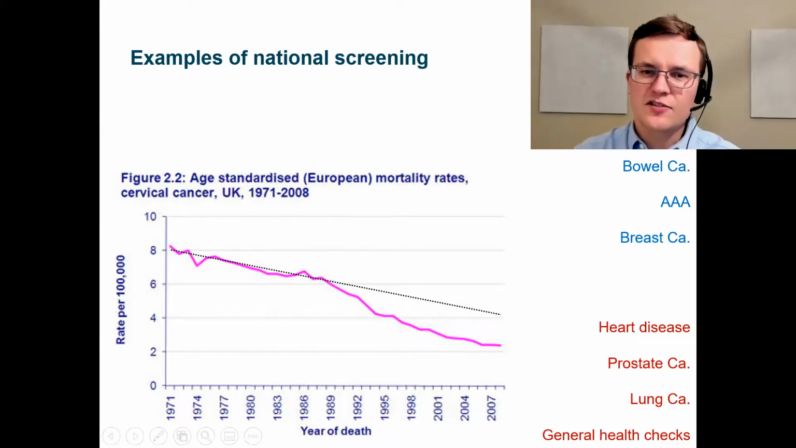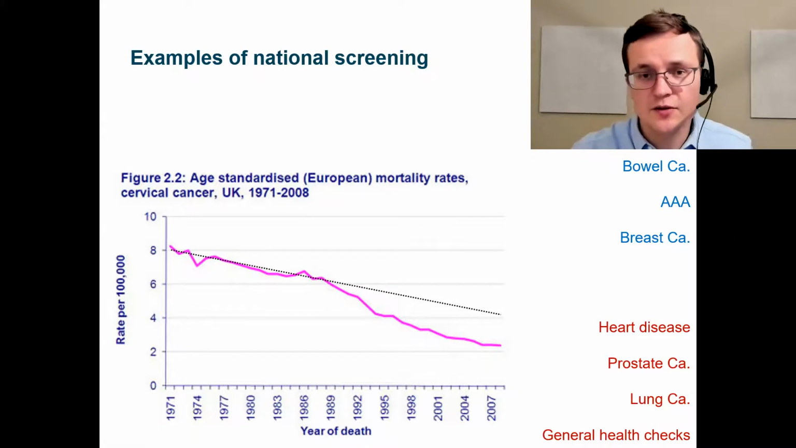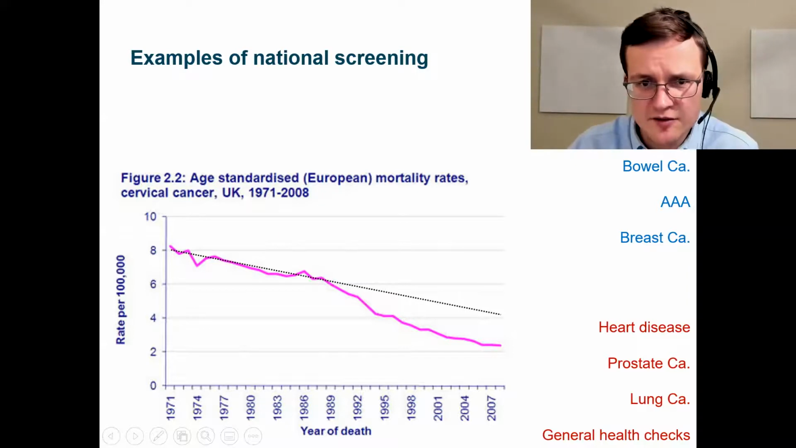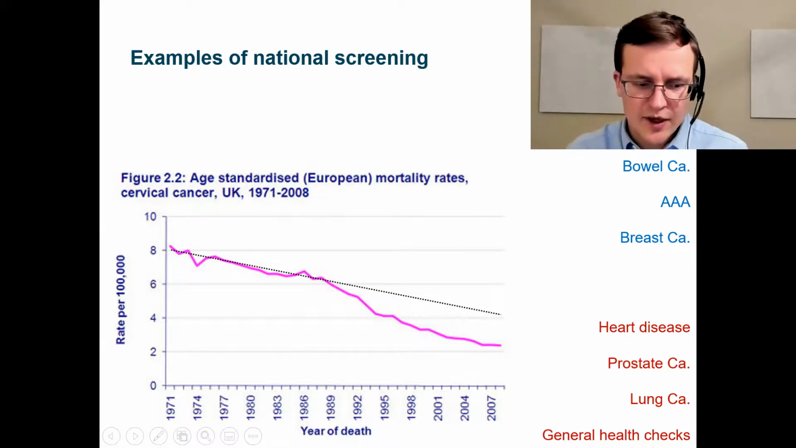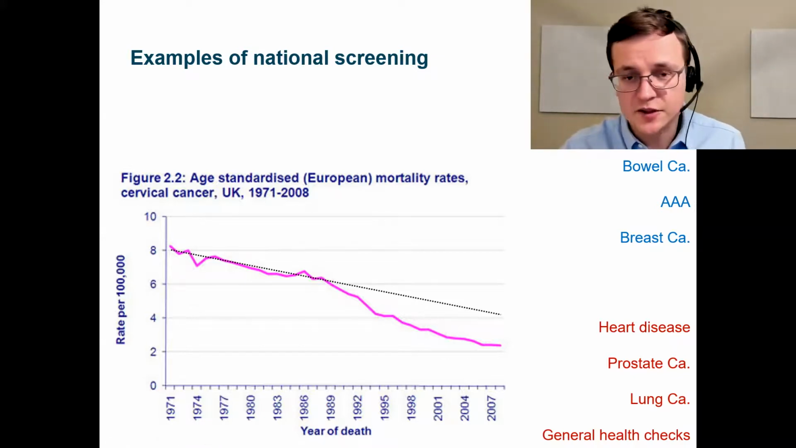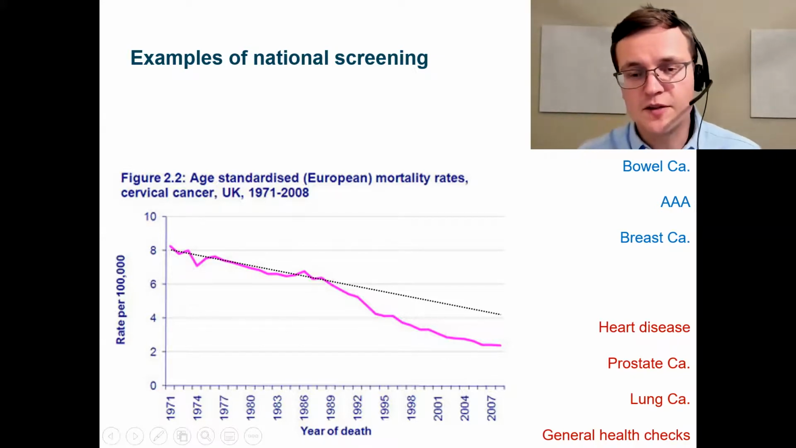And general health checks, which do a little bit of everything, haven't really shown their salt either, but they are a very attractive way to make money for the provider, by sort of lying to your customer and saying that this is a useful use of your money, but it usually is not.